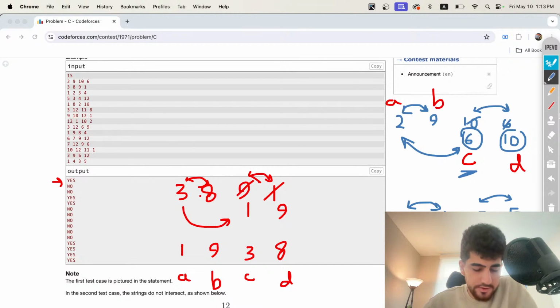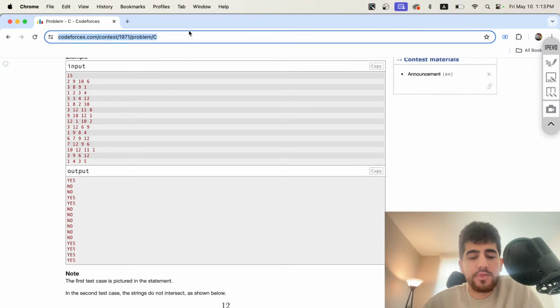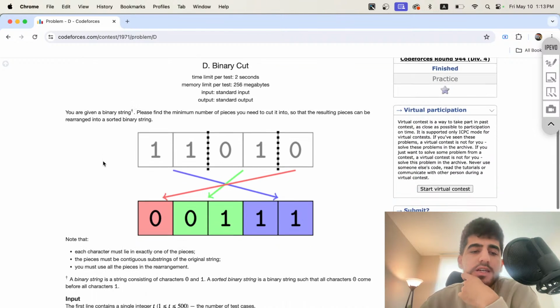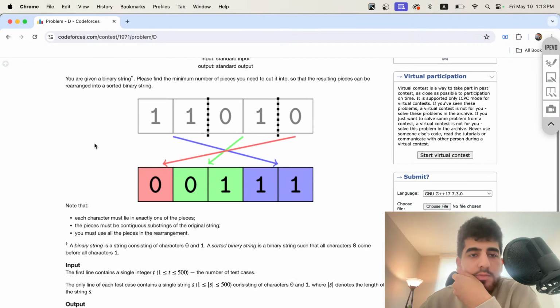Okay, so let's move on to the next problem. Binary cuts. You are given a binary string. Please find the minimum number of pieces you need to cut it into so that the resulting pieces can be rearranged into a sorted binary string.